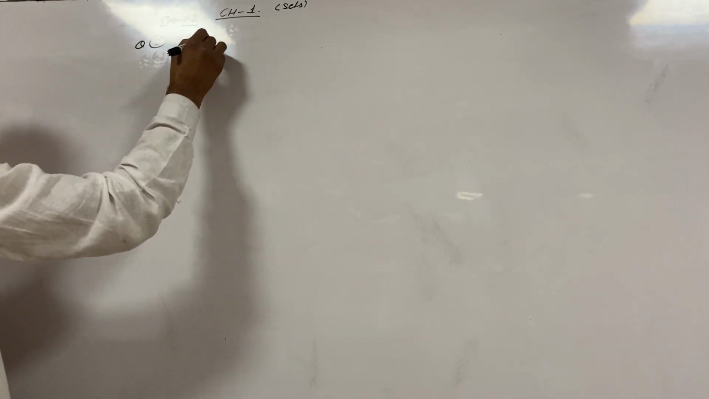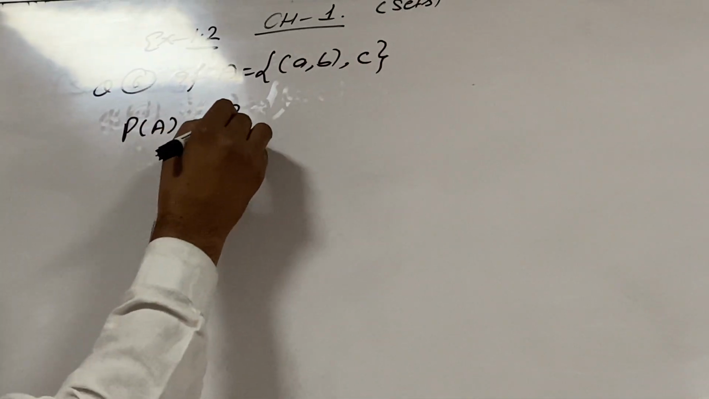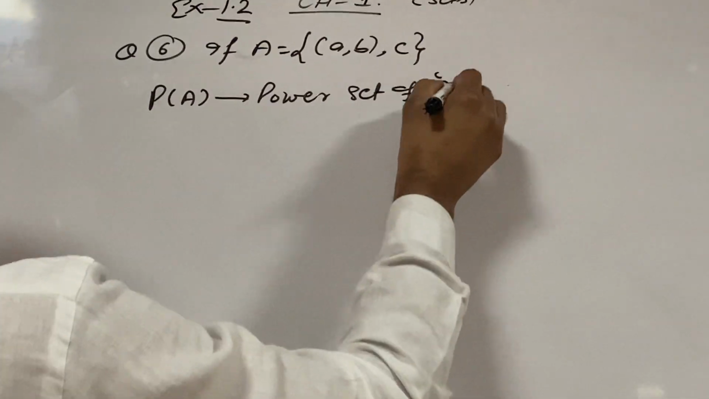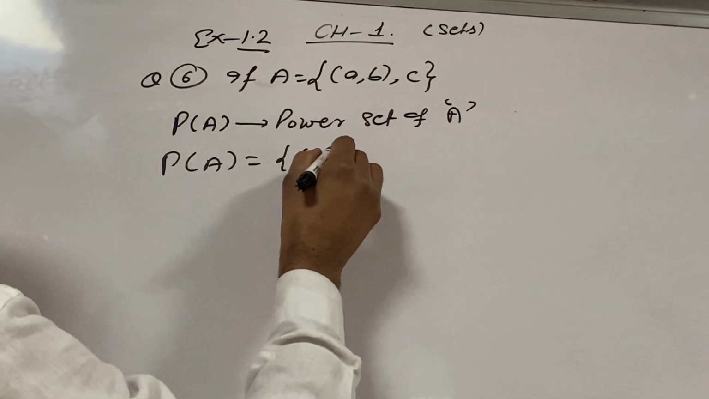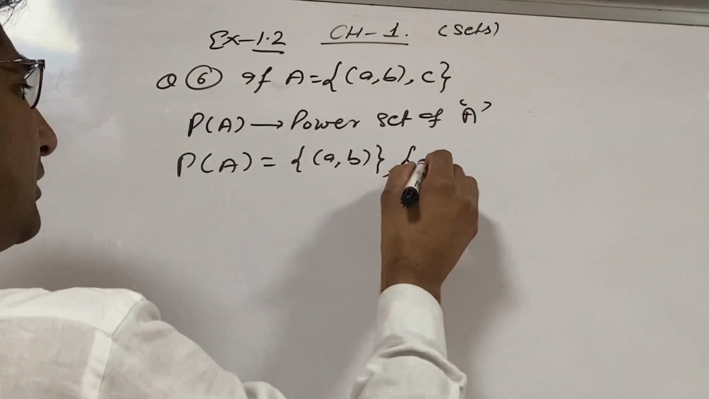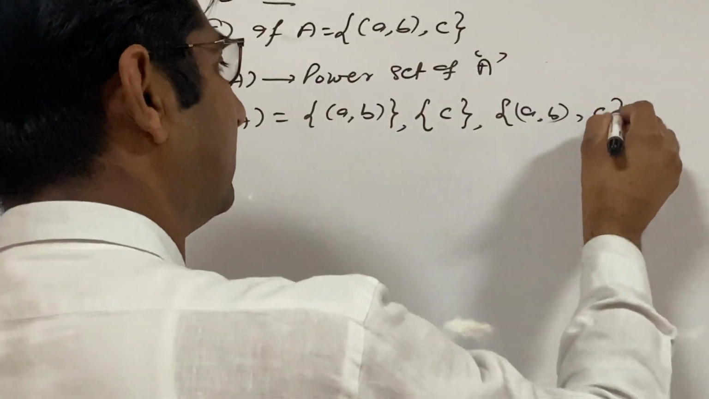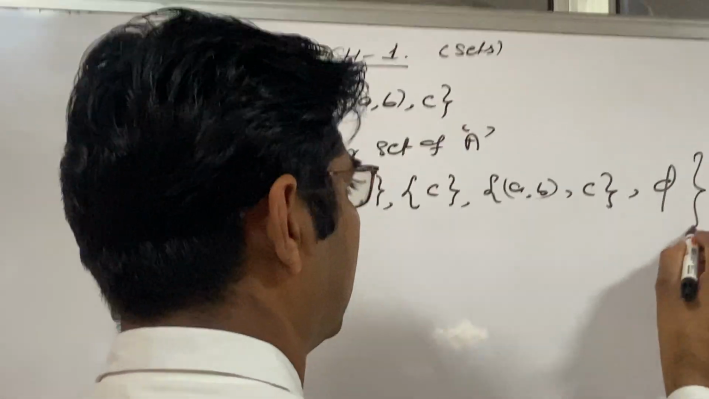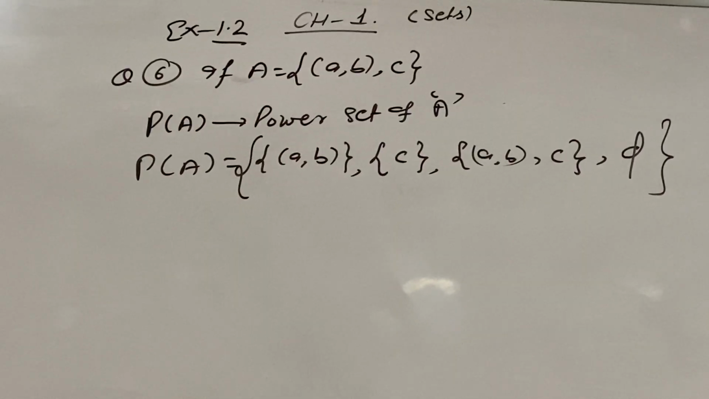If A equal to {a, b, c}, the power set of A, PA, can be written as this: {a, b, c} and phi. It is denoted by PA and included in the large curly bracket.